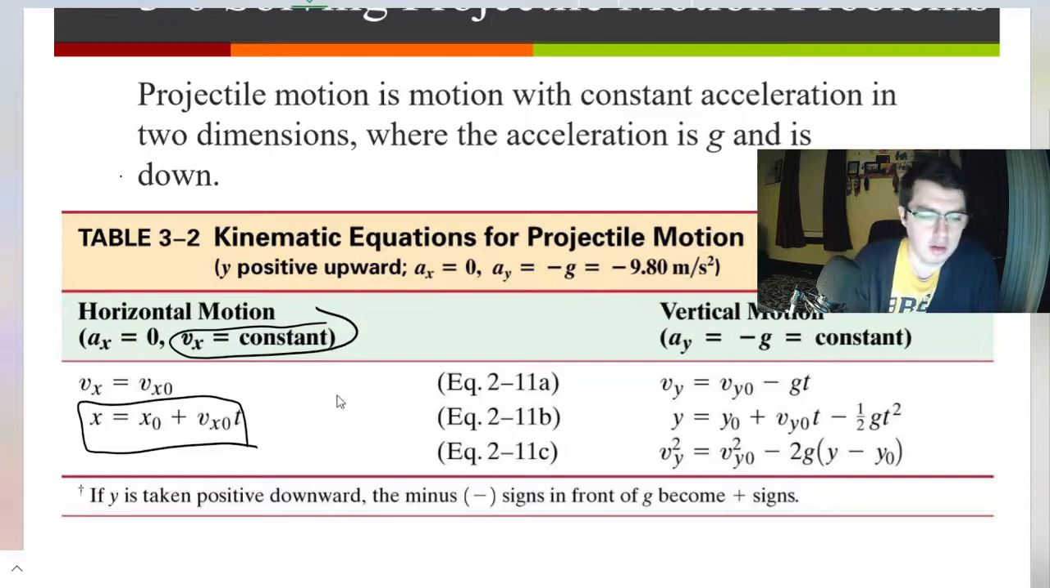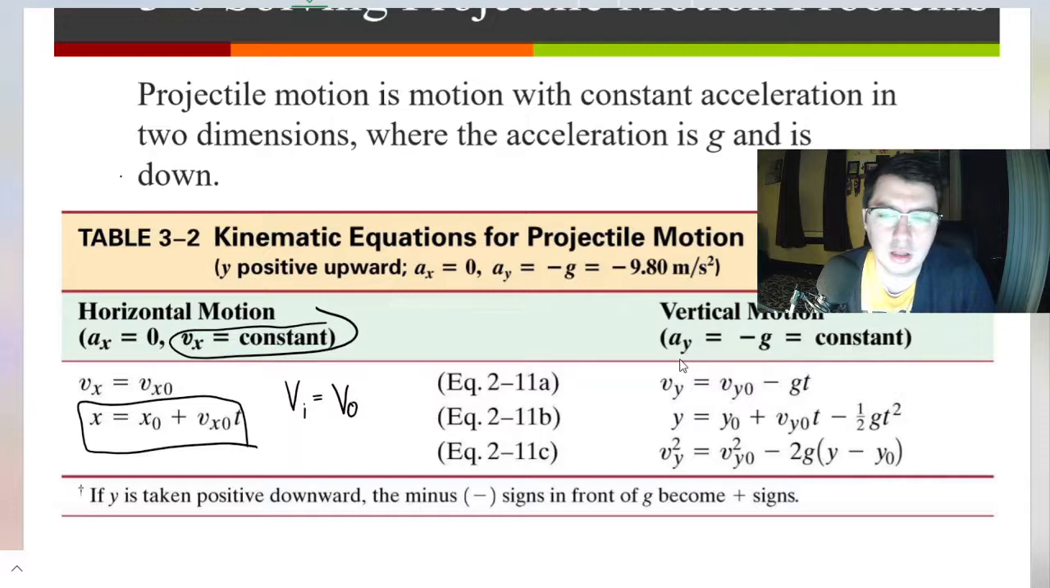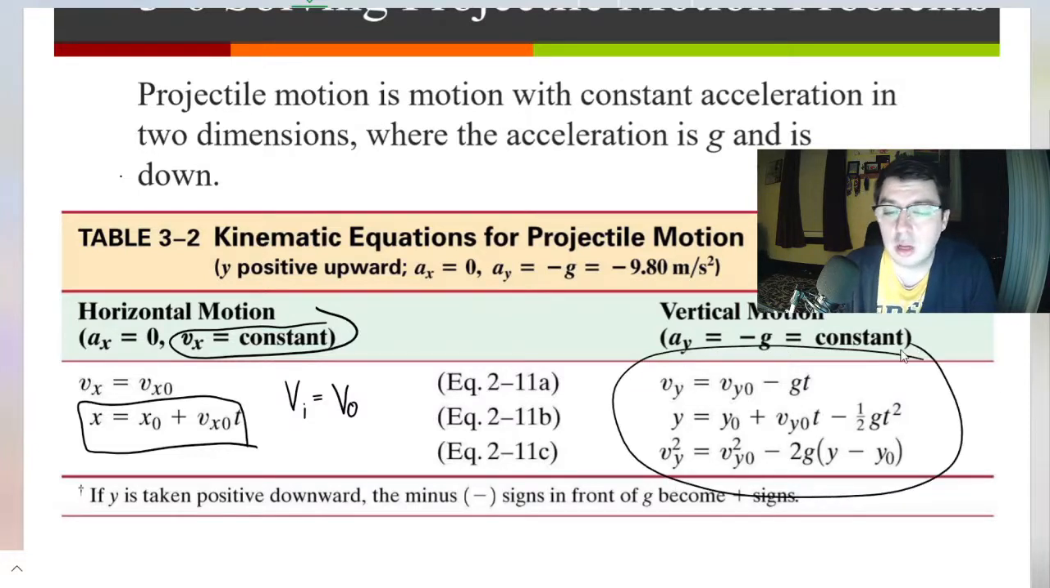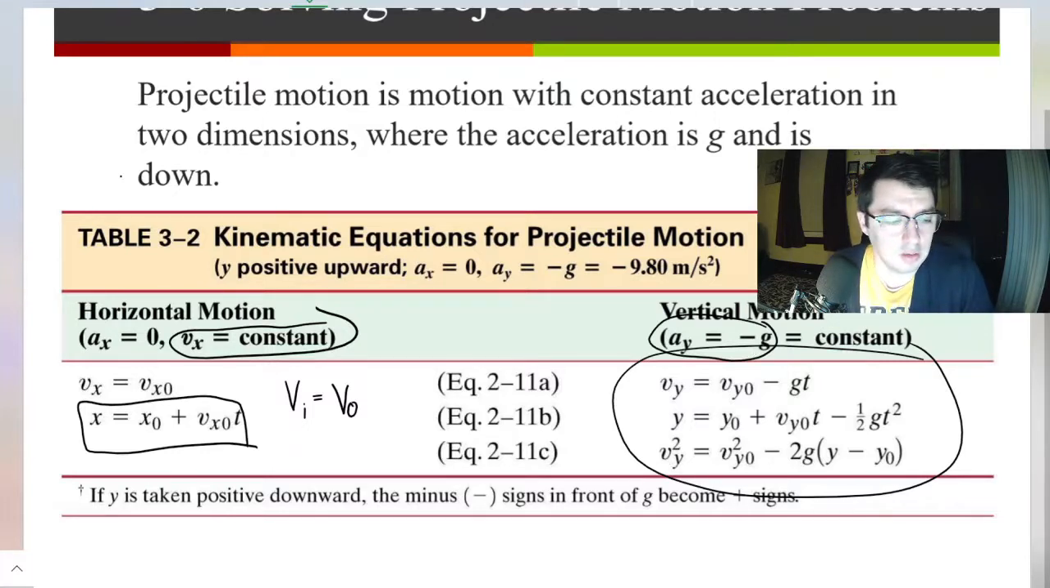Remember that our textbook typically uses v naught for v initial. In our notes, I've been using v initial, vi, while our textbook uses v sub 0, so just be clear on the symbols that are being used here. In the y direction, we have accelerated motion. These are the same relationships that we had in chapter 2, except we've made the substitution that the acceleration is negative g. So let's remind ourselves how we use these relationships.